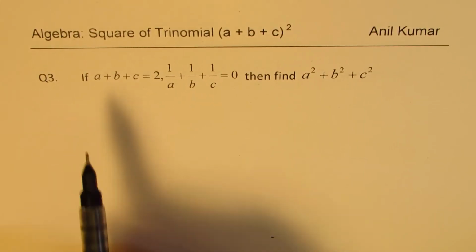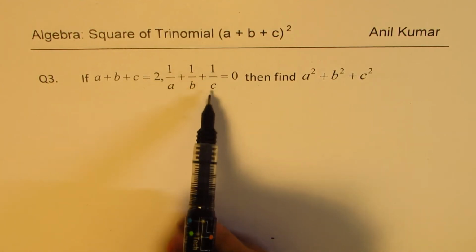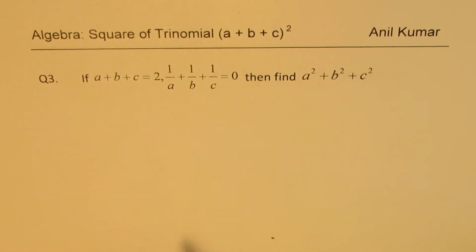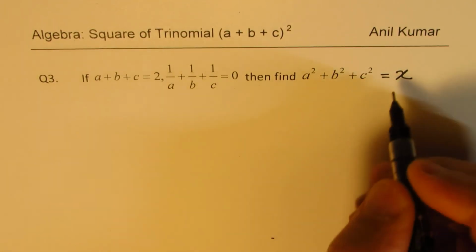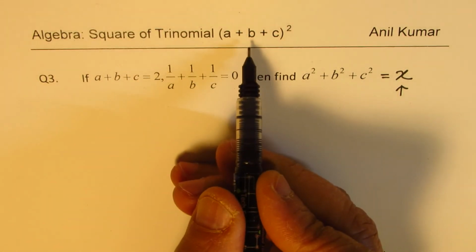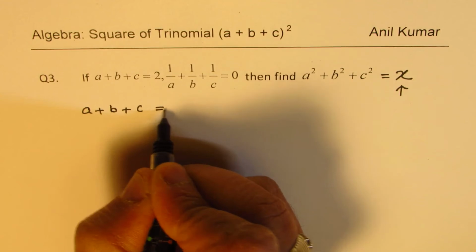The question here is, if a plus b plus c is 2, and 1 over a plus 1 over b plus 1 over c is 0, then find the value of a square plus b square plus c square. Let us say this value is x for us. We need to find what x is. We should begin with the formula itself. We could say a plus b plus c is equal to 2.